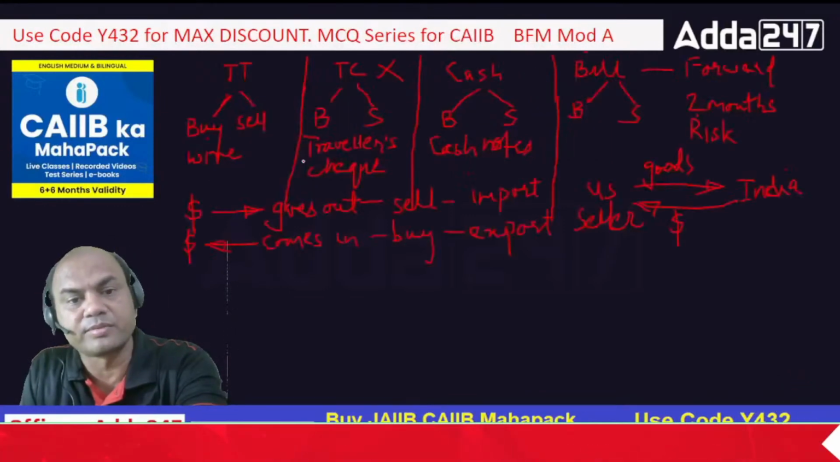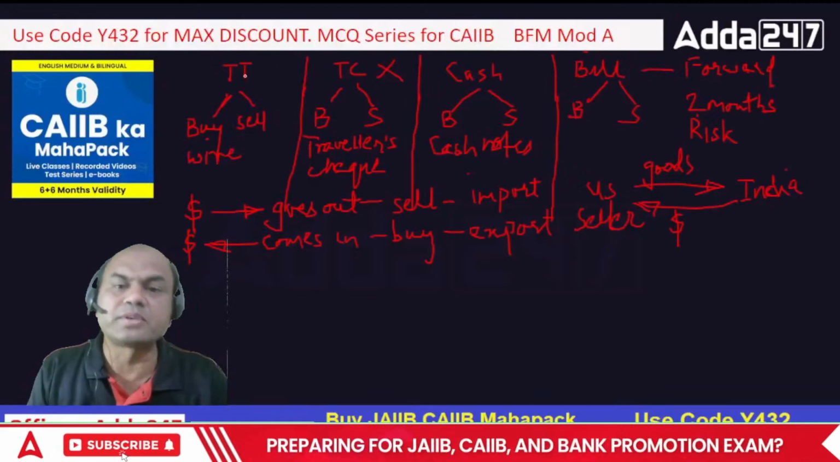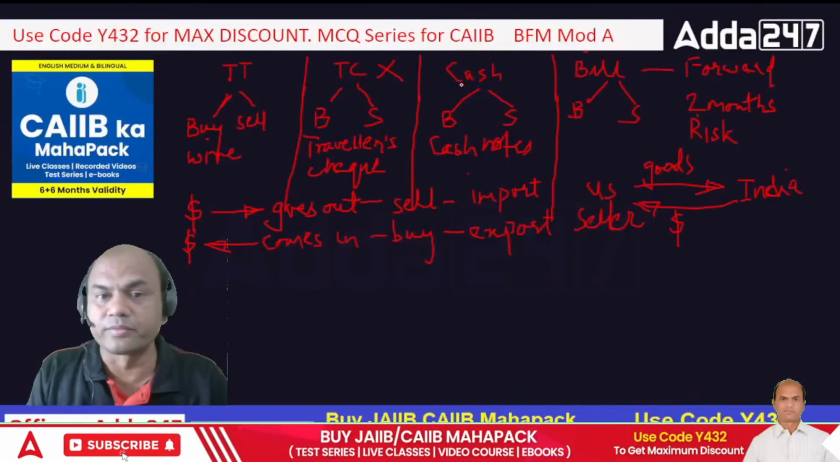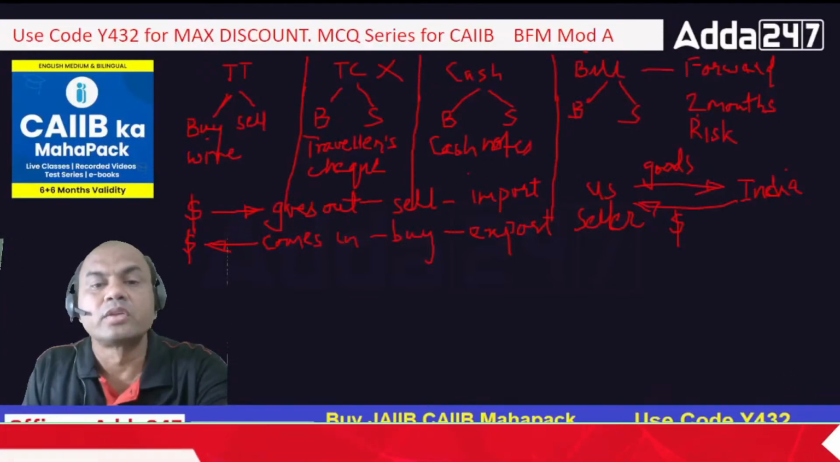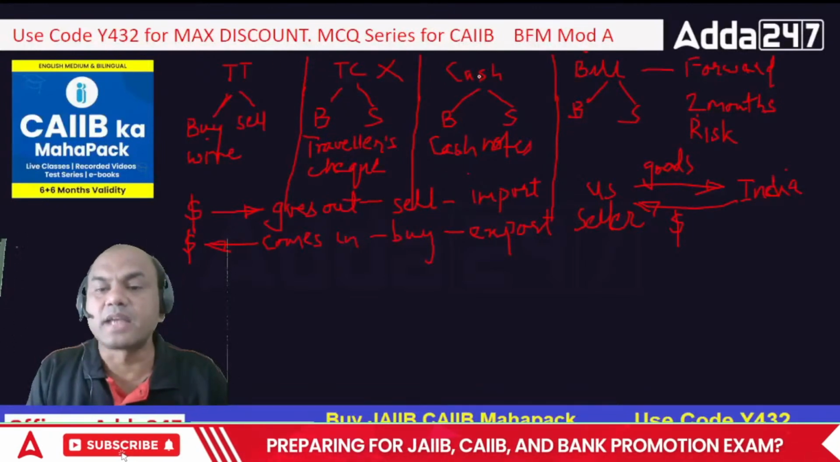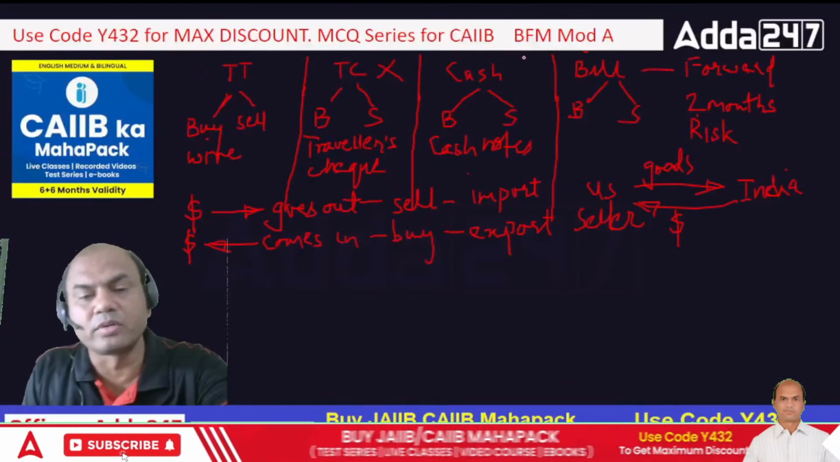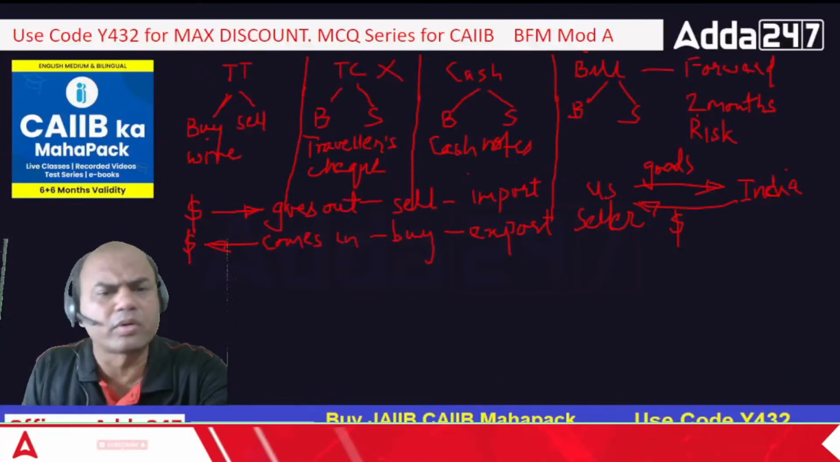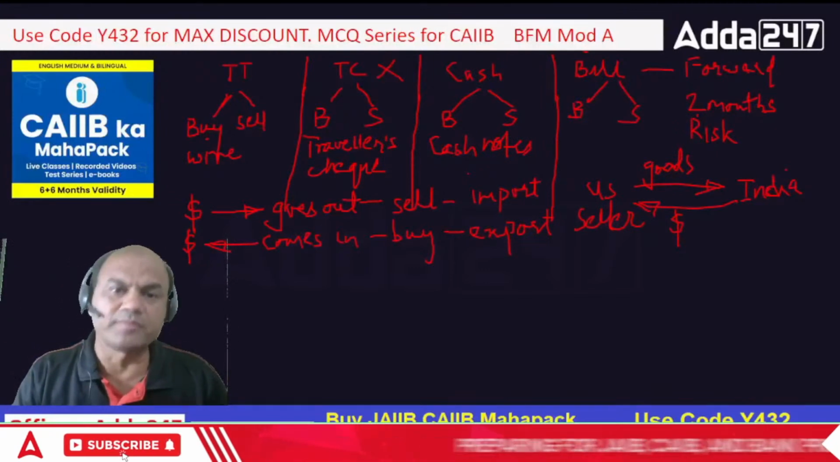Got it, everyone? Now let me show you, the topic is currency buying. So let me show you which are the four rates as I told you. See this: TT, TC, cash, and bill. These are the four main rates used in the overall economy, throughout the world forex markets.